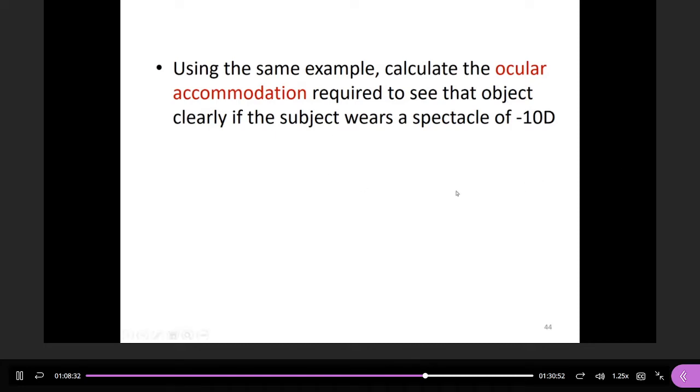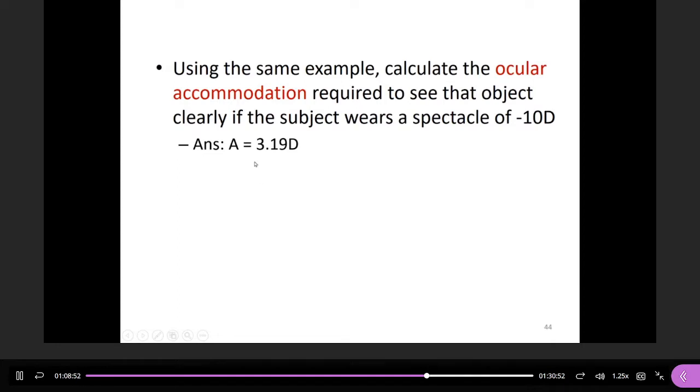You get the same answer. Okay, let me see. So the answer is 3.19 diopter. If you don't get this one, you can let me know and we can do it together.